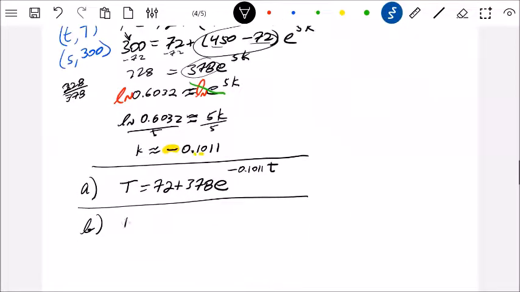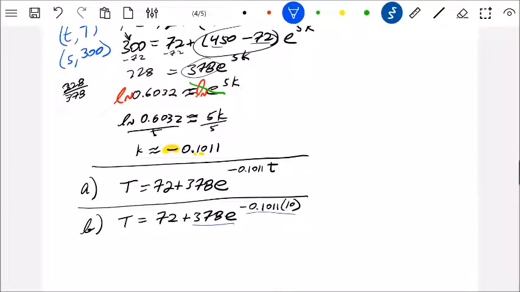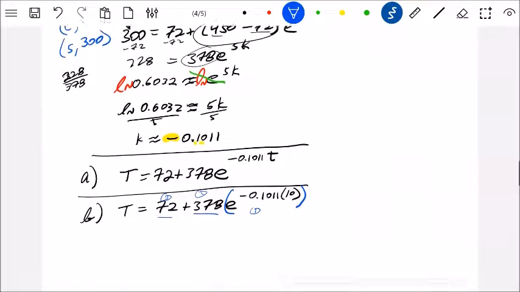So let's do that. T is equal to 72 plus 378 e to the negative 0.1011 times 10. So put that into the calculator. Remember to do the exponent of this first. Look that up, and then you're going to multiply it and then you're going to add it. So it's like step 1, step 2, step 3. Follow the order of operations carefully here.